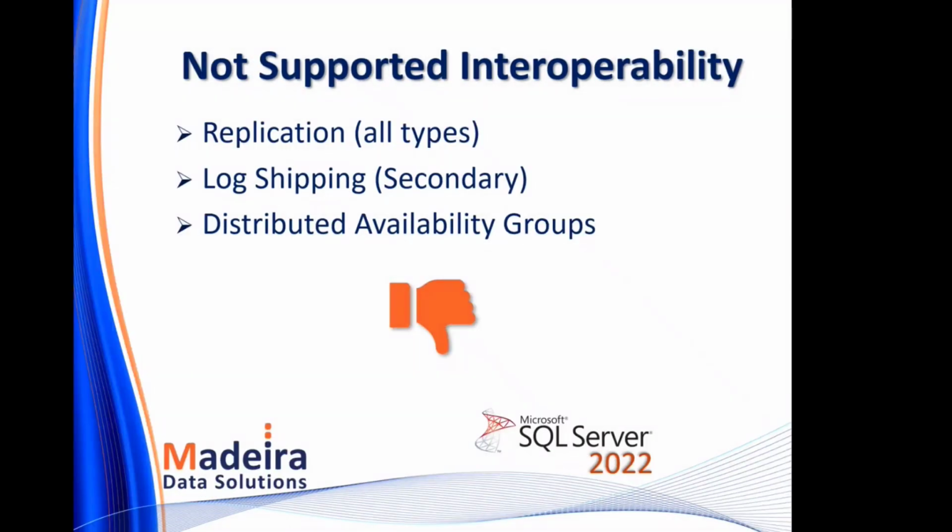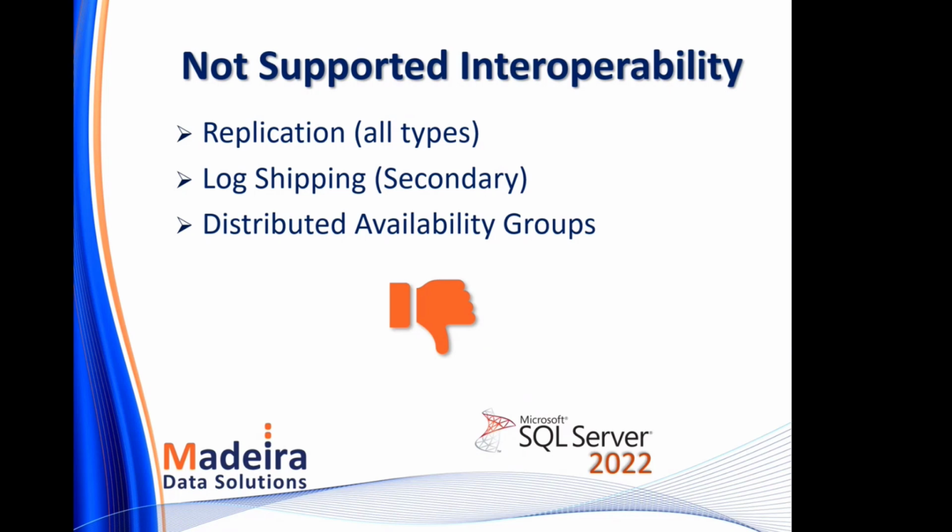It does not work with replication, all types of replication, and it does not work with log shipping, where the secondary is part of a contained availability group. It also does not support distributed availability groups. So all of these things do not work with contained availability groups.